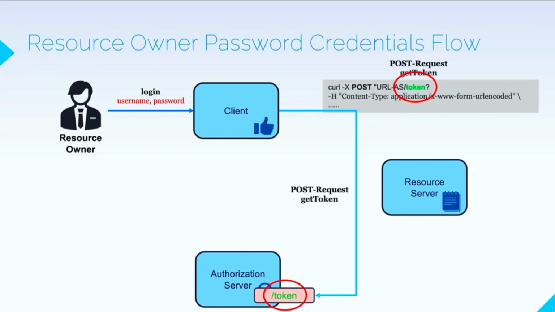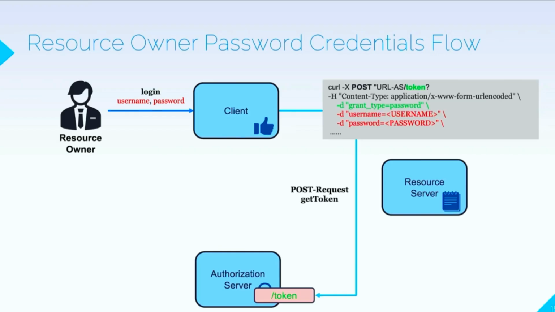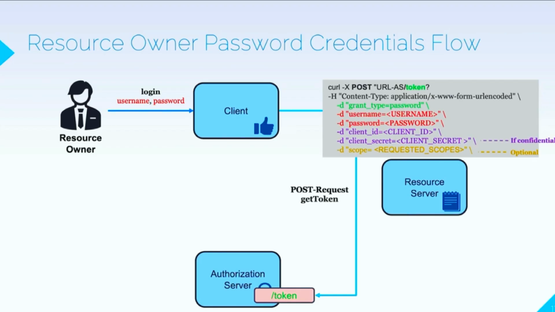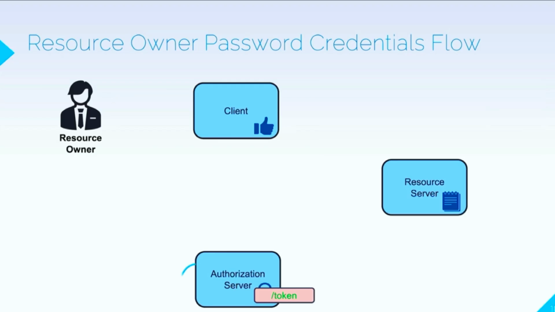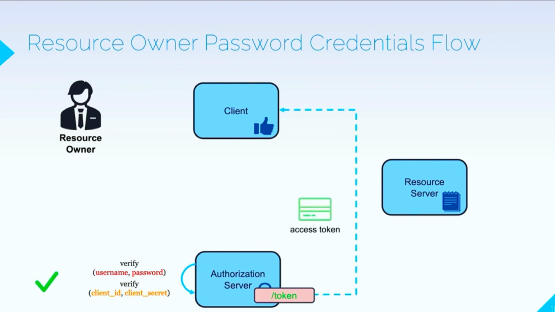Here's a look at the typical curl command for this flow. In the request body, the client provides grant type equals password, indicating the resource owner password credentials flow is being used, the username and password of the resource owner, the client ID and the client secret, and optionally OAuth 2 scopes. Note that the client secret is only required for confidential clients, which is highly recommended for added security. Afterward, the authorization server verifies the resource owner's credentials and validates the client's credentials, if confidential. If everything checks out, it generates and returns an OAuth 2 access token and possibly a refresh token.